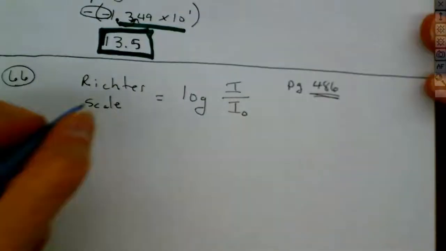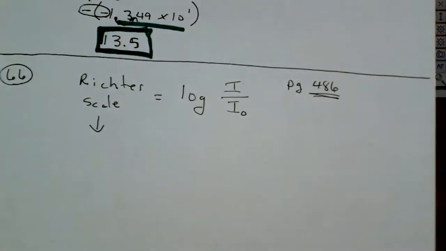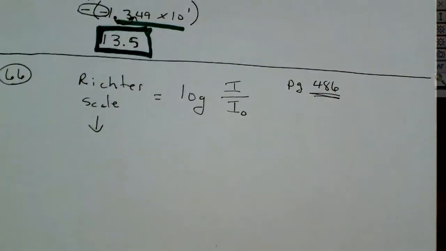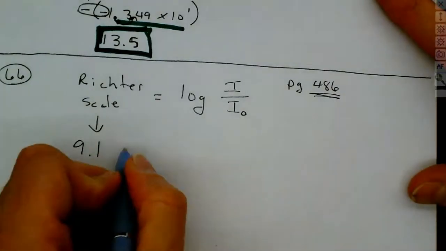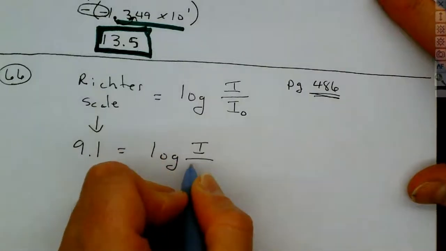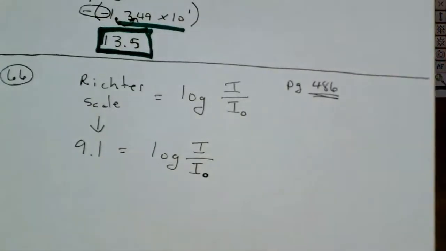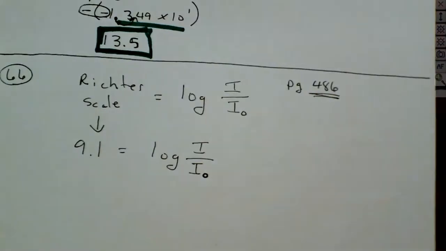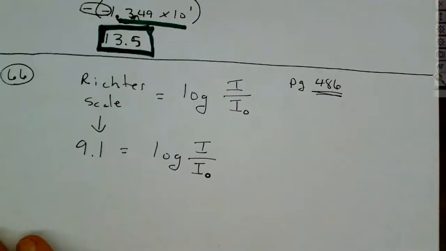So what do we know? We know that there was an earthquake in the Indian Ocean, and that earthquake was 9.1, and that's going to equal log of I over I naught. Now, how do we handle this? How do we undo a logarithm?